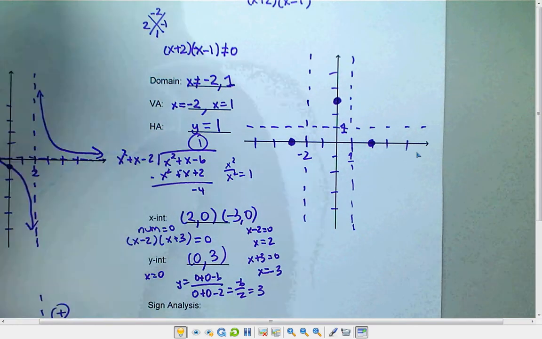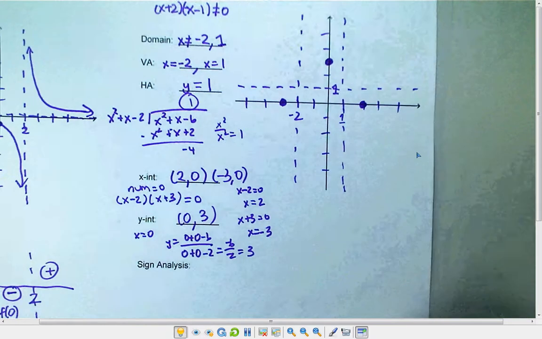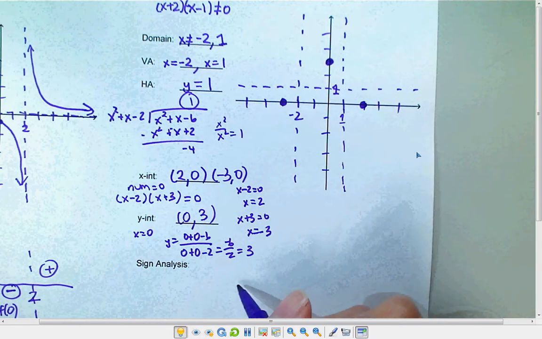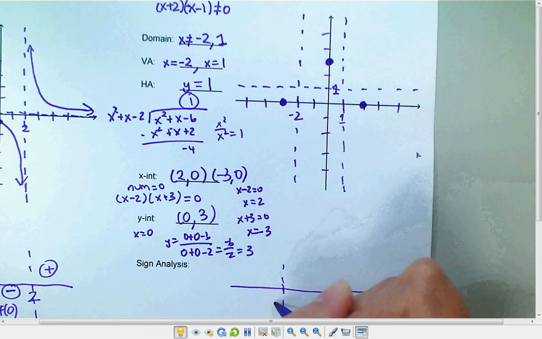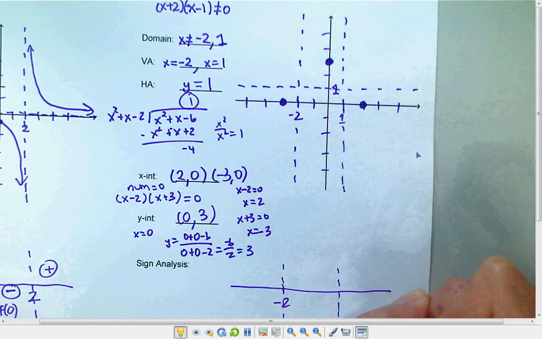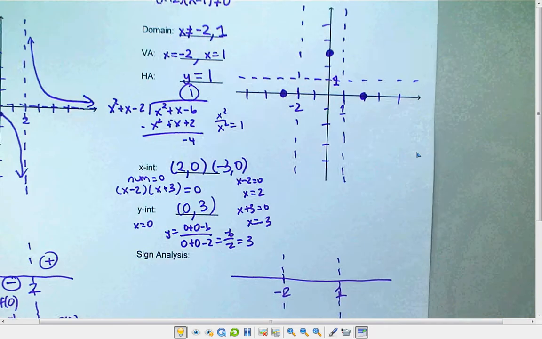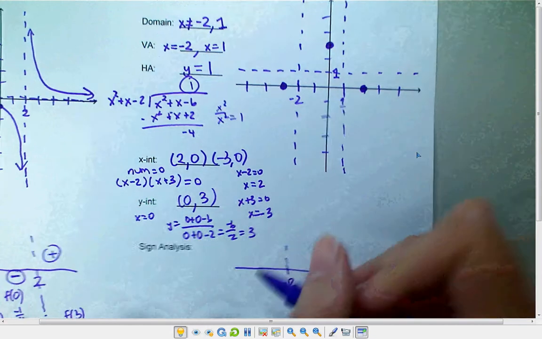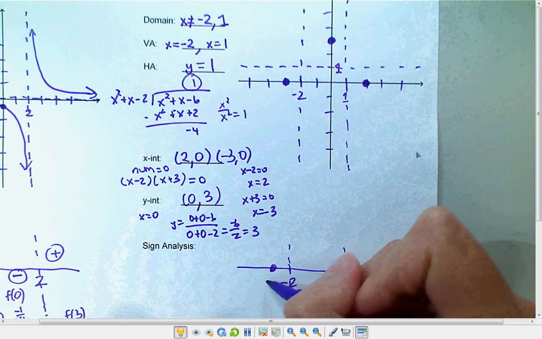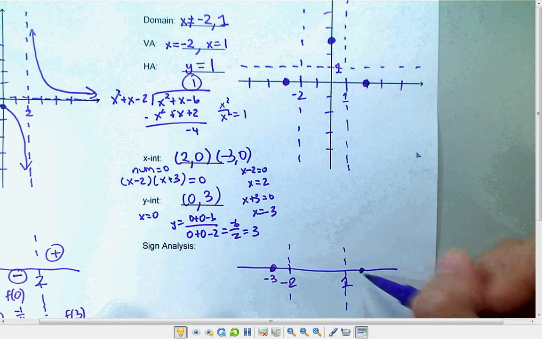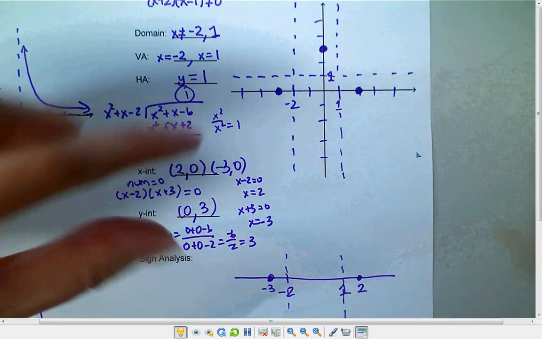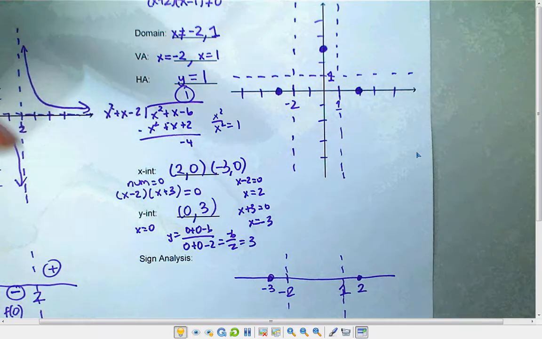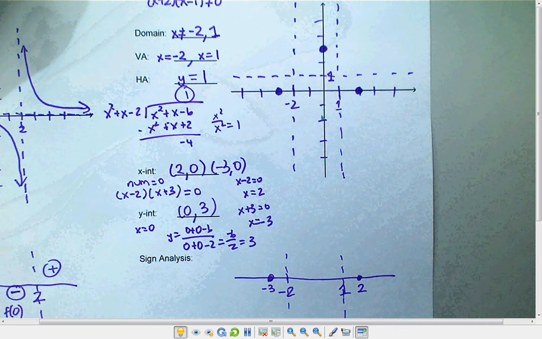Okay, now that I'm done with all these, all I have left to do is my sign analysis. So here's -2, here's 1, and I know that I have a point at -3 and a point at 2. Okay, so this is actually a pretty simple one, because using our points we can actually figure out what most of our graph is going to look like here.